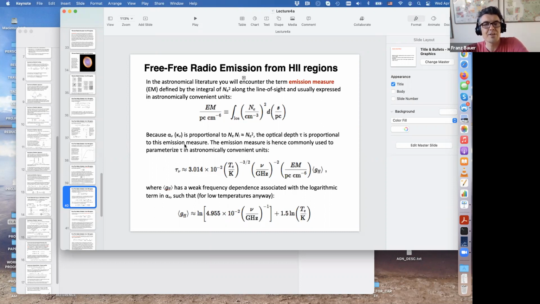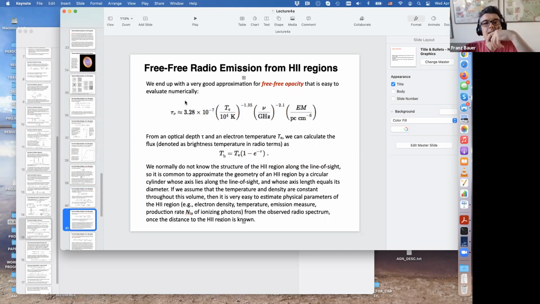by extension. So typically you can parameterize the optical depth as a function of the emission measure and the frequency and the temperature, and then our happy Gaunt factor here. And as I mentioned before, this Gaunt factor has a very weak frequency dependence, but it goes as the logarithm, so it's very shallow, and then you have a slight temperature dependence as well. So you often see this as a way of estimating tau.